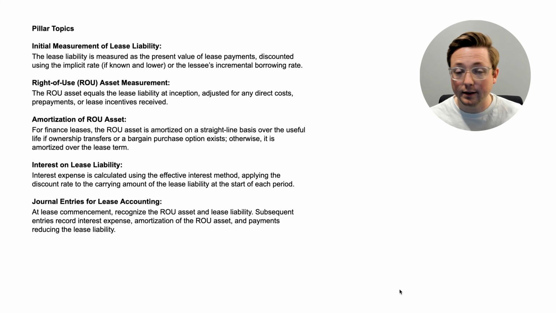And finally, for the journal entries for lease accounting, at lease commencement, you recognize the ROU asset and the lease liability. Typically, they're the same, but just a reminder, with the right of use asset, it might also include the direct costs. Subsequent entries record interest expense, amortization of the ROU asset, and payments reducing the lease liability. And with that, we've gone over a lot in just 5 questions and in the pillar topics.